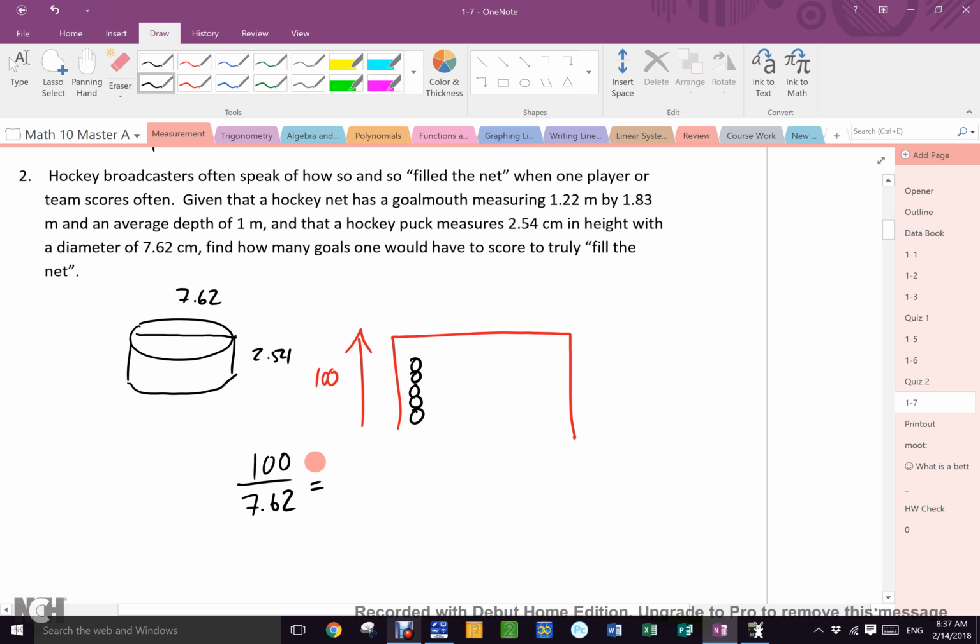What do you get there? 13. Why did you only say 13? There's no way that divides perfectly. It's 13.12. Exactly. You can't have 0.12 of a puck, can you? So you got 13 pucks going backwards.